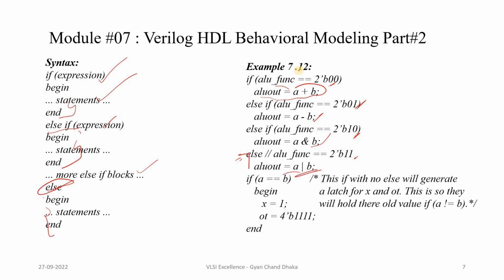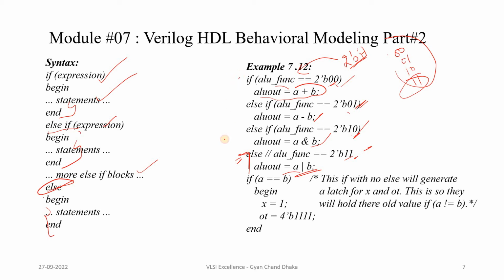If you see here, our ALU function is a 2-bit value, right? So a 2-bit value means it can be 0 0, 0 1, 1 0 and 1 1. Here we have covered 0 0, 0 1 and 1 0, and then only 1 1 is remaining. So we can put this in our else part. Else means the value will be nothing but 1 1. So here basically we are covering all the possible combinations of ALU function.